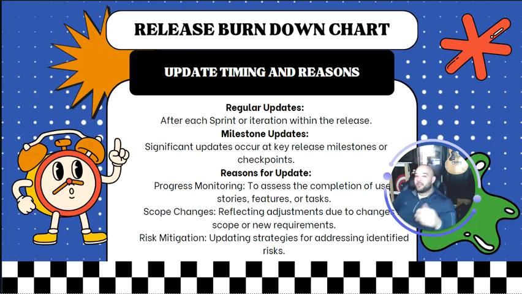When we update the timing and resources, we want to update this chart after each sprint or iteration within the release time frame. This can help us identify any type of milestones along the way, and we can release it for updates by giving us progress monitoring. We can tell if the scope of projects changed during the life cycle of the project, and we can have risk mitigation.